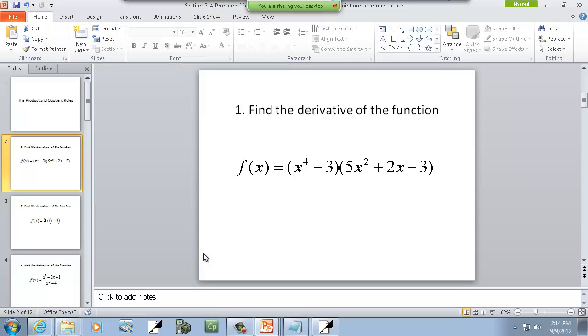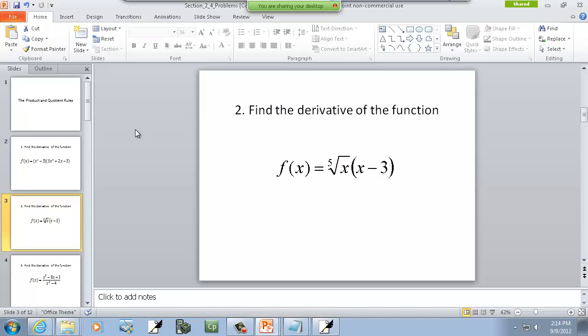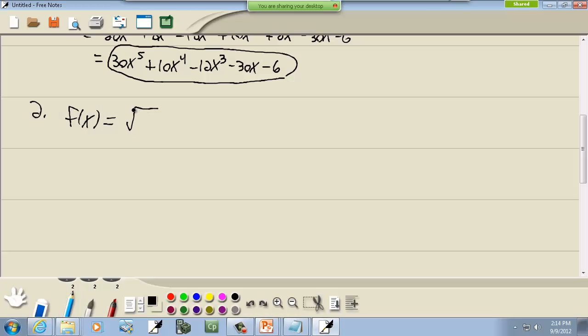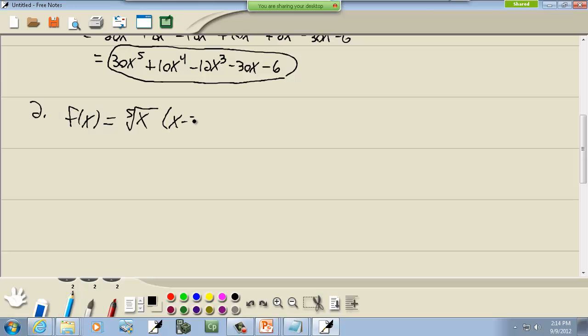Let's take a look at another product rule. We've got f of x equal to the fifth root of x times x minus 3.